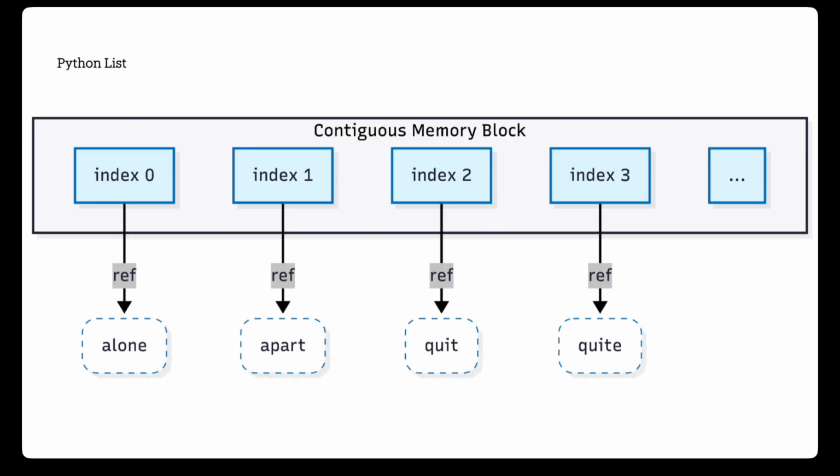Then we have our Python list, which is actually pretty fast. But the problem with the Python list is it's ordered by index. So in order to find the word quit, we actually have to go through all the different indexes, and then we have to look at the reference of the word it's pointing to, to finally analyze, hey, is this the word we're looking for, quit? It is, and then we return it. It's just a lot of work.